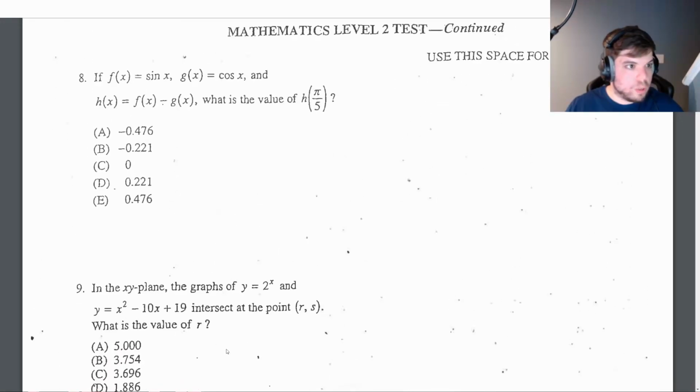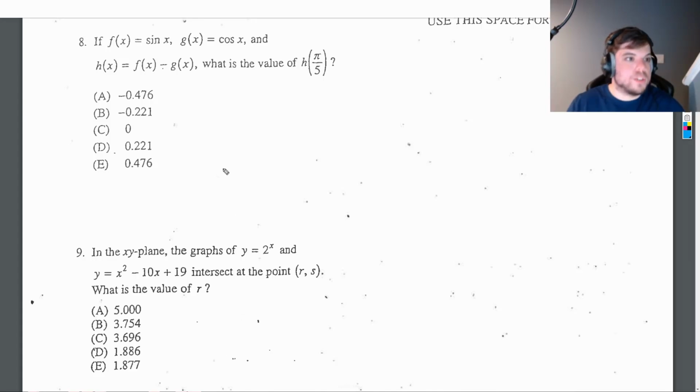We can get 2 problems on the screen. Nice. If f of x equals sine x, g of x equals cos x, and h is the difference between sine and cos, what is the value of h at pi over 5? We have a calculator, so I can figure out h at pi over 5 using the calculator. And why wouldn't I do this? Clearly we're in radians, so we just have to switch to radians.